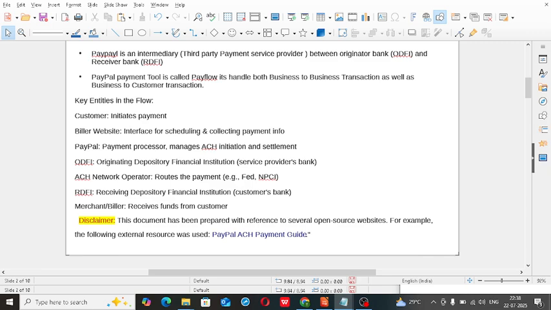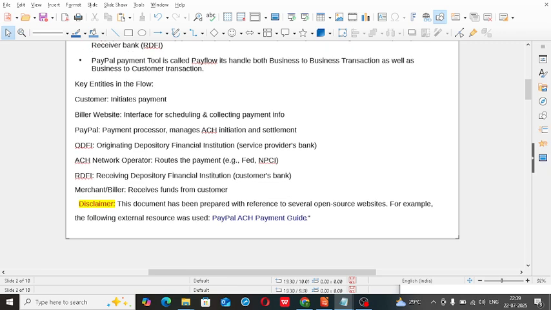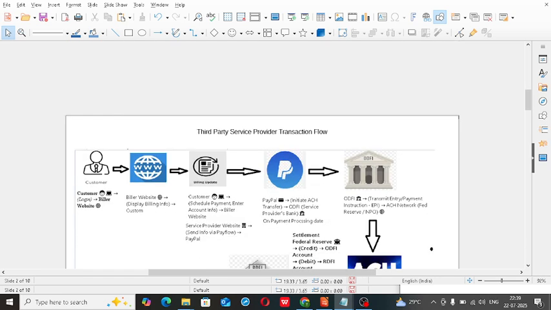After that, the originating depository financial institution sends the money to the ACH network, which routes the payment via FedWire or the NPCI network, according to the country. The RDFI, the receiving depository financial institution, we call the customer bank. The biller and merchant, that person we call the service provider.